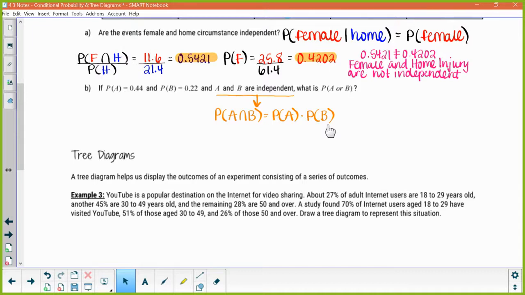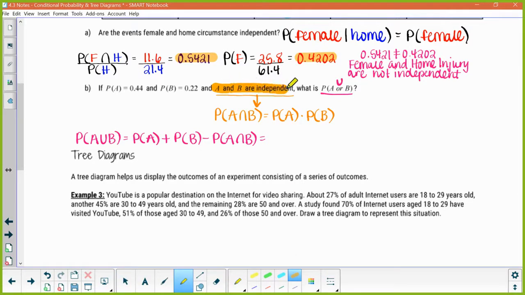We're pulling in a lot of different rules here because, remember, from 4.1 we have a formula for finding the probability of A or B. That formula is: probability of A or B is equal to probability of A plus probability of B minus the probability of A and B. And we are claiming that they are independent. Because we have this claim, this formula is going to work.